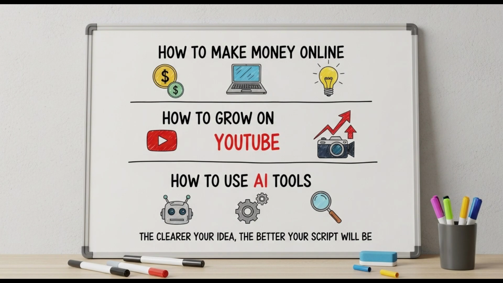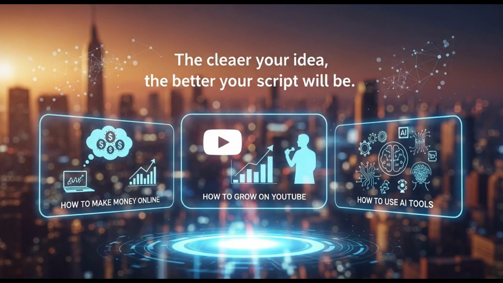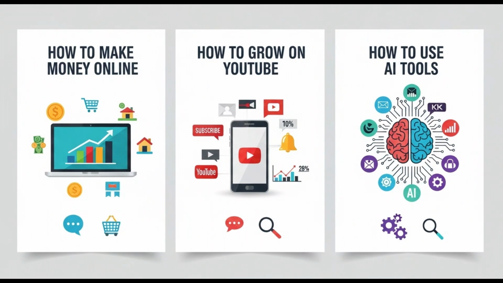So the first step is to have a clear idea. I want you to know that ChatGPT cannot do anything on its own unless you feed it with a proper prompt. Before you can do that, you need a clear topic. There's no way you can generate good content without a clear topic. For instance, how to make money online, how to grow on YouTube, or how to use AI tools. If you check these three topics very well, you will see that they are well defined. And when your topic is well defined, it will help ChatGPT to give you the exact information that you are looking for.